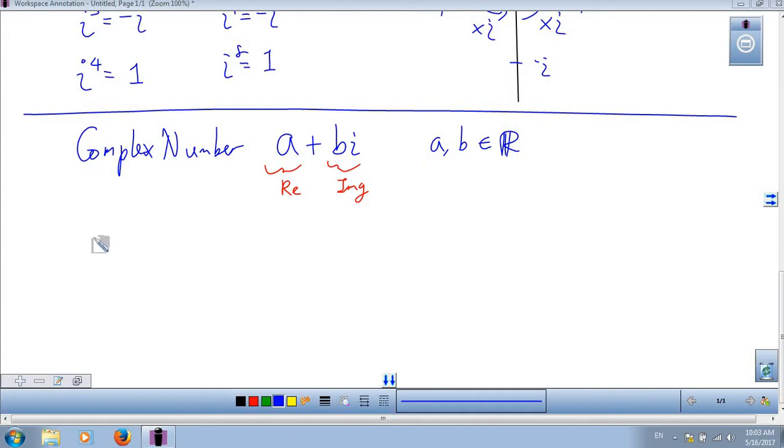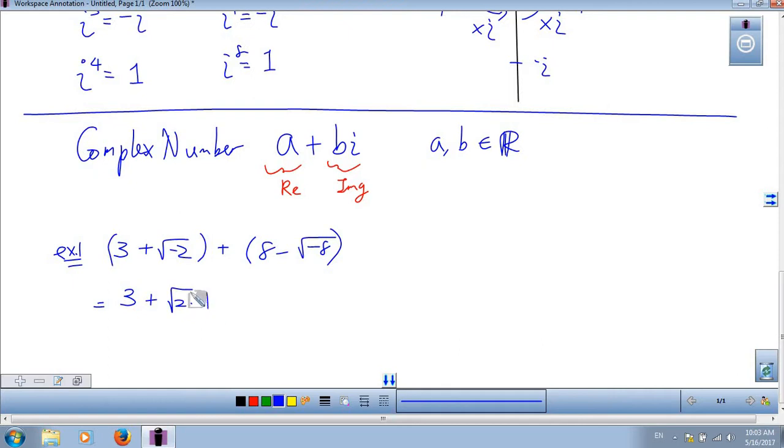All right, to combine complex numbers, for example, let's say we have 3 plus square root of negative 2, and we want to combine that with 8 minus square root of negative 8. Right now, this is not in the a plus bi form, so let's write it in a plus bi. Square root of negative 2 is square root of 2 times negative 1, plus 8 minus square root of 8 times negative 1.